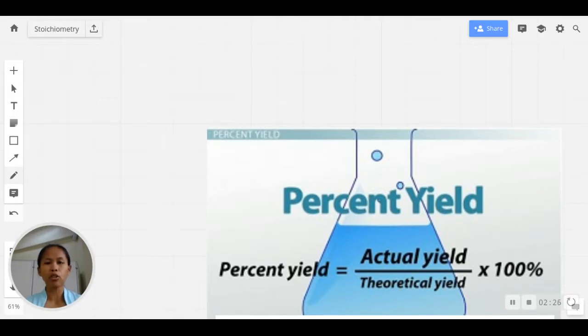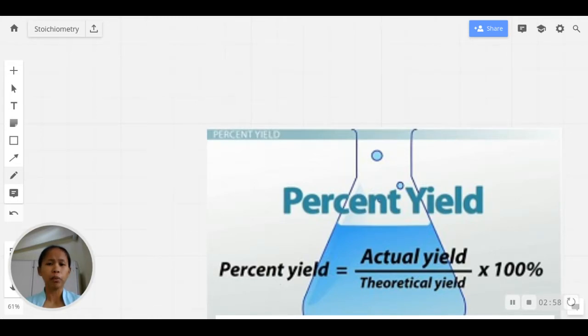Combining these two yields, the theoretical and actual yield, we can get an idea about the percent yield. The percent yield will tell us whether our chemical reaction and procedures are effective in generating the highest possible percentage of the products that we want to get. So please remember that in getting percent yield, it's always dividing the actual yield over the theoretical yield, then multiplying it by 100%.